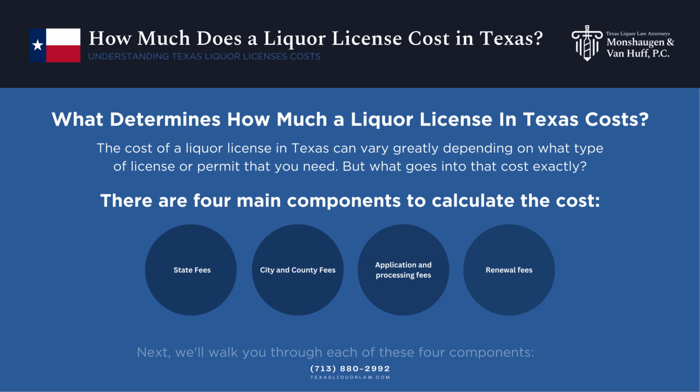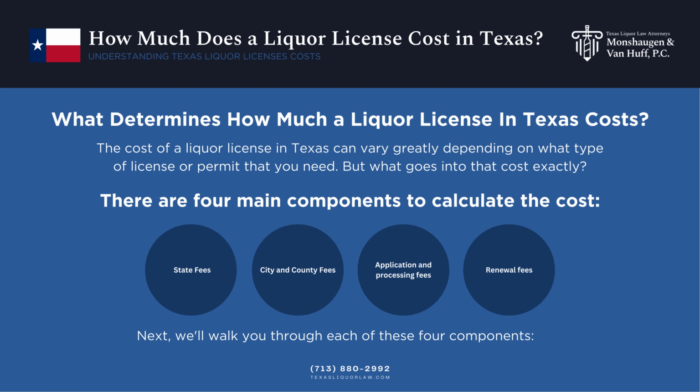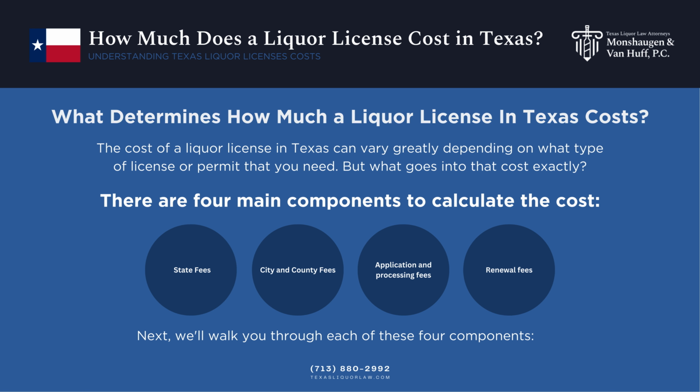What determines how much a liquor license in Texas costs? The cost of a liquor license in Texas can vary greatly depending on what type of license or permit you need. But what goes into that cost exactly? There are four main components to calculate the cost: state fees, city and county fees, application and processing fees, and renewal fees. Next, we'll walk you through each of these four components.